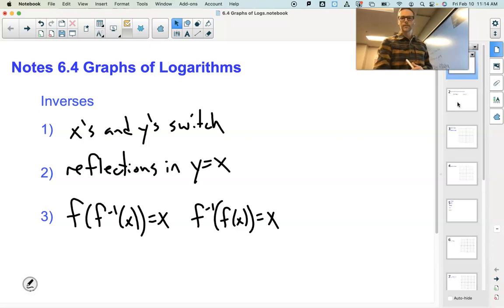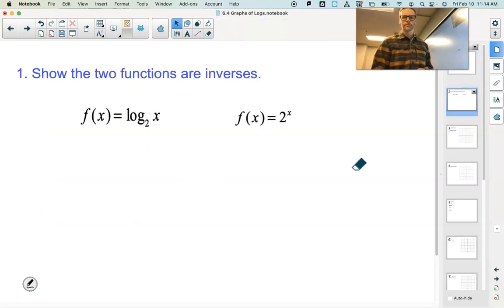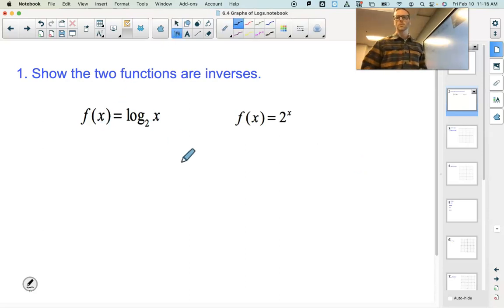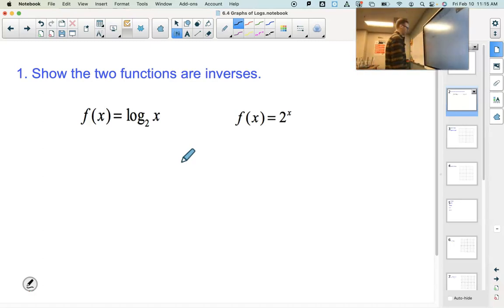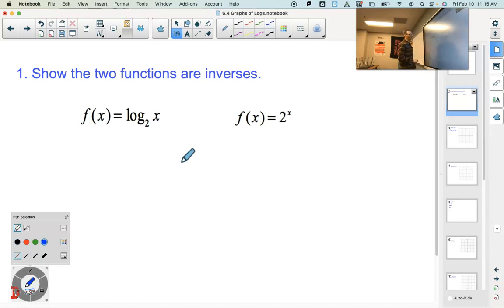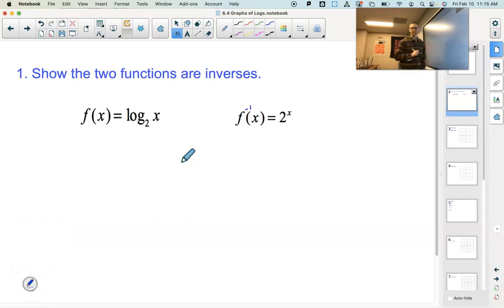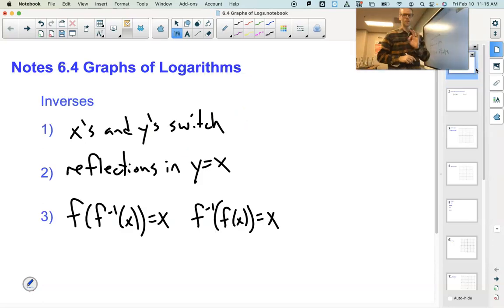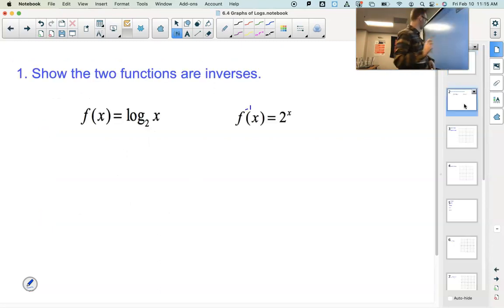Now, why am I talking about that? Well, let's look at these two functions. f of x equals the log base 2 of x, and f of x equals 2 to the x. Okay. Can we show that these two functions are inverses? Well, what I'm going to do is I'm just going to call that f inverse instead, so we know which is which. So of these 3 things about inverses, which one of them do we use to prove functions are inverses? And it's number 3. Okay, number 3, where we substitute one into the other and see them cancel out, is what we use to prove that they're inverses.